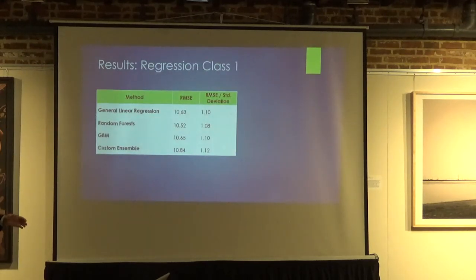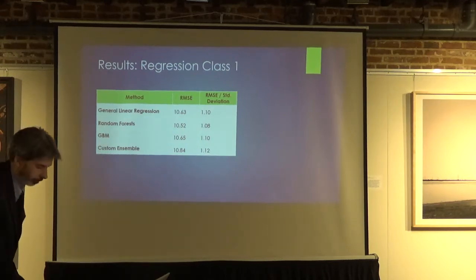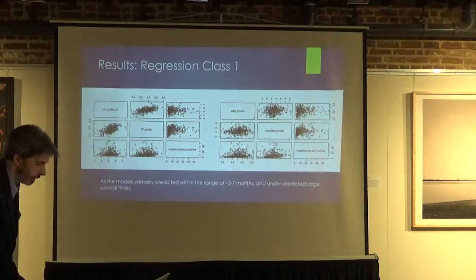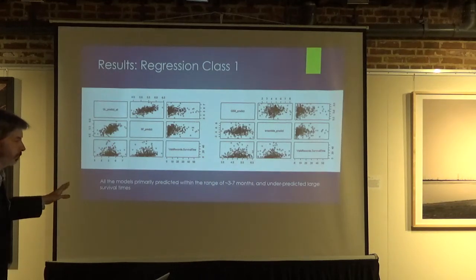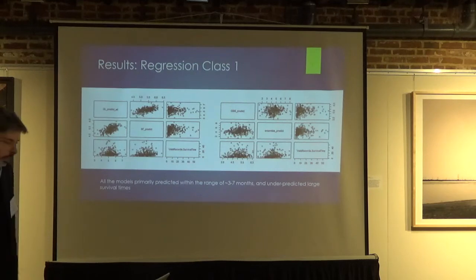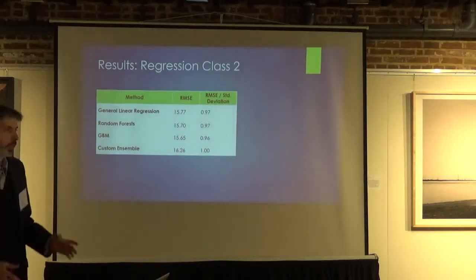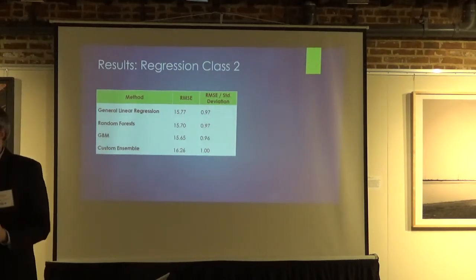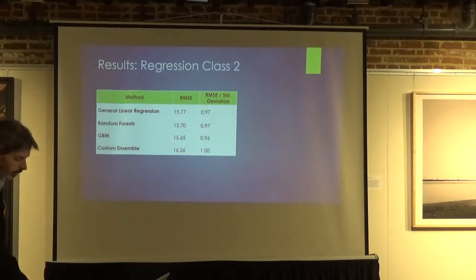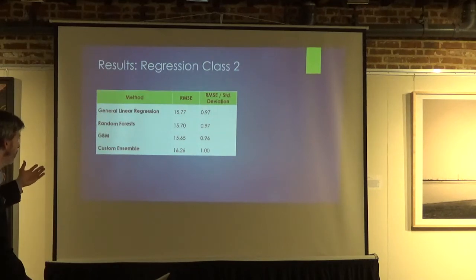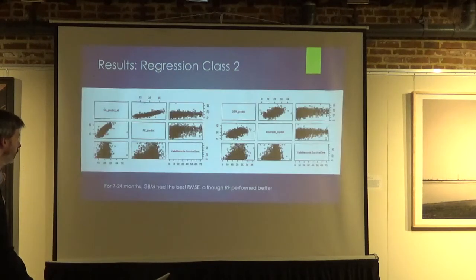So for class 1, which was the short-term survival, the best performing model for the regression now was the random forest. But all of the models actually predicted within the range of 3 to 7 months, and under-predicted longer survival times. For the second class, which was the 7 to 24 month survival, the best performing case here was the GBM.